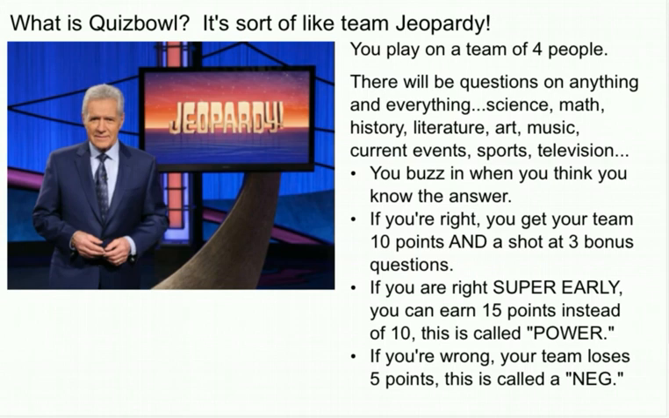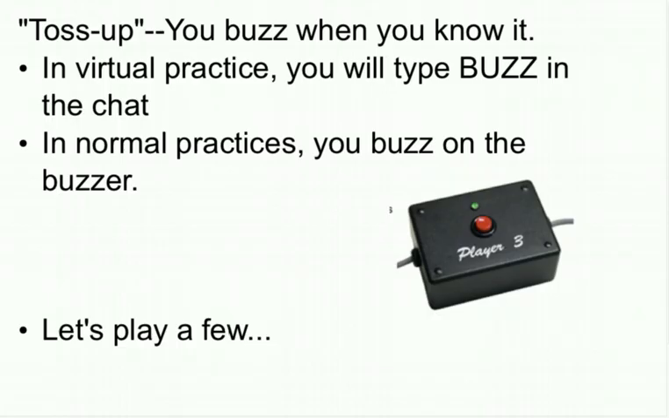If you're right and you're super early, you get 15 points instead of 10, and that's called power, and you still get the shot at the 3 bonus questions for collaboration. If you're wrong, you lose 5 points and you get a neg. So a toss-up is the question that you buzz in on. You buzz when you know it. In virtual practice, you're going to type buzz in the chat. In normal practices, you buzz on an awesome old school buzzer like this.